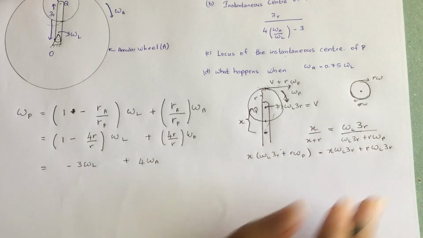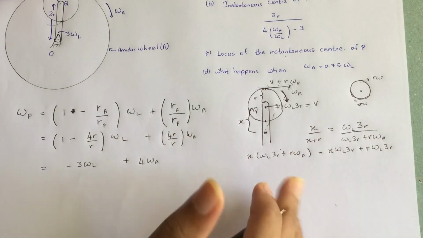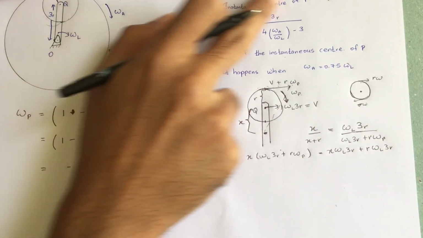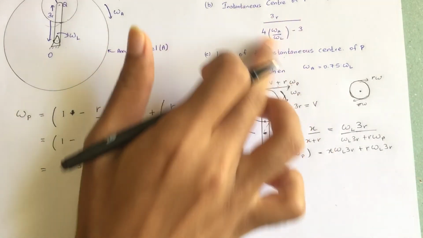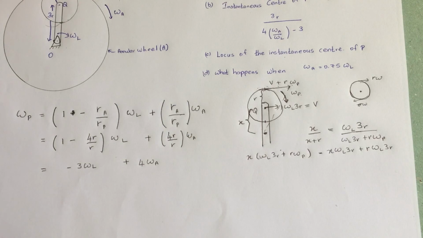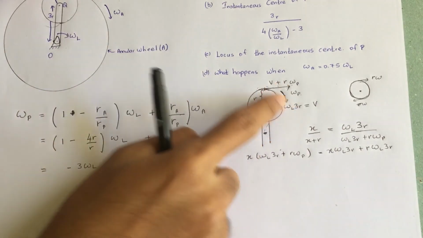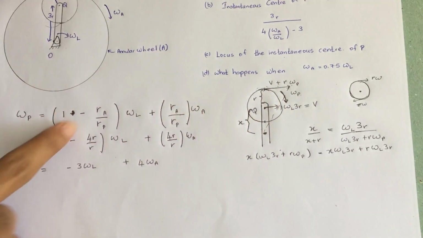By simplifying this, you can get an equation. After that, you need to substitute this value, 4 omega a minus 3 omega L, and you can get this answer. So this is a simple thing. The basic thing is, you need to know what's happening over here, and you need to memorize this equation.